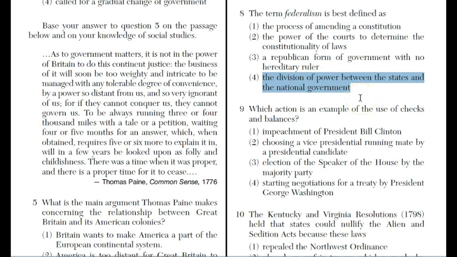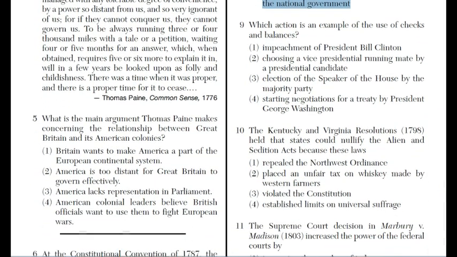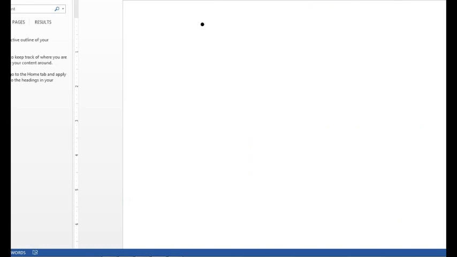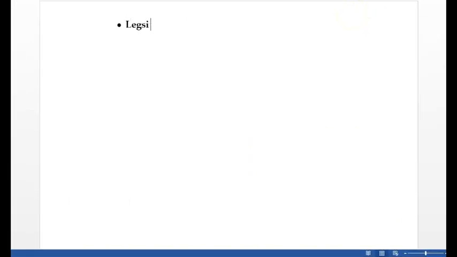The point of federalism is that the federal government does some things, but the states keep their power to do other things. Know the definition. Finally, I'll do the checks and balances. The point of checks and balances, remember, we have three branches of government. The three branches of government are the legislative, which makes the law, the executive, which carries out the law, the president and the people who work for him, and the judicial branch, that interpret what the law means.